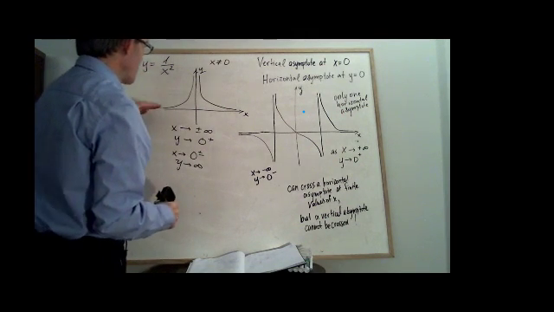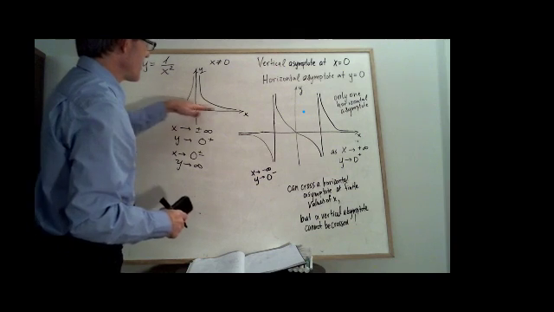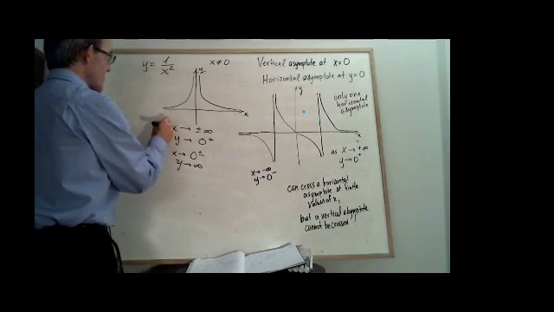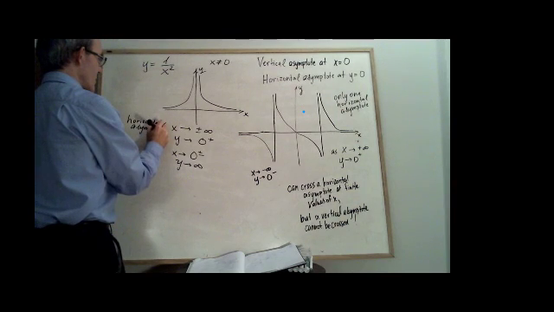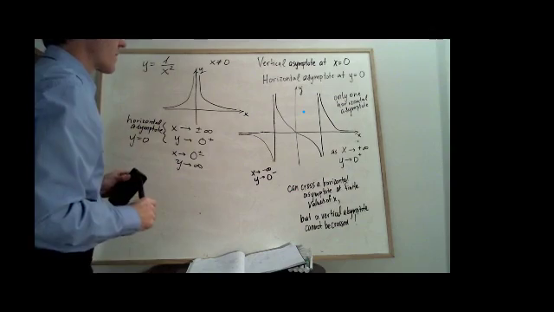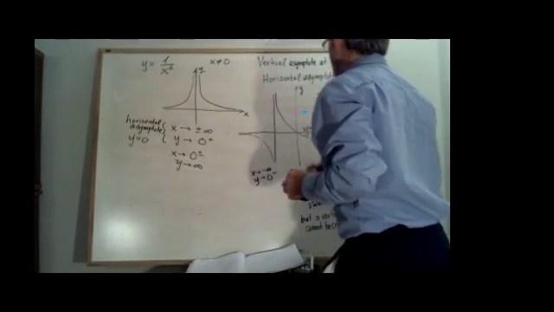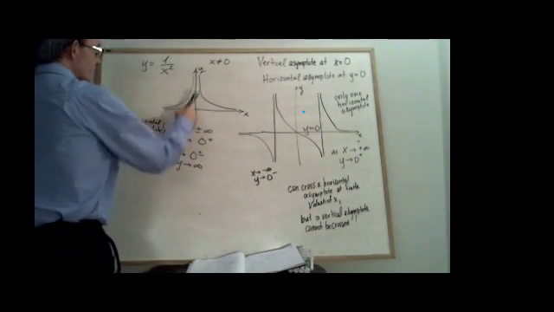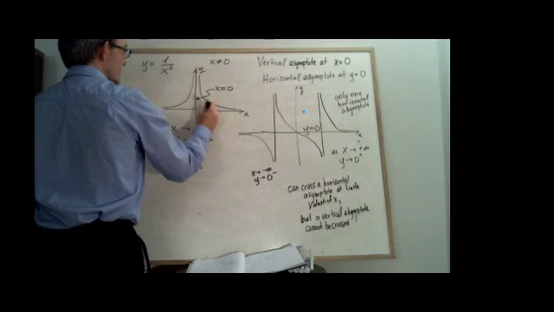So here again we have a horizontal asymptote where y approaches 0. So the actual asymptote is given by the line y equals 0. And the vertical asymptote is given by x equals 0.